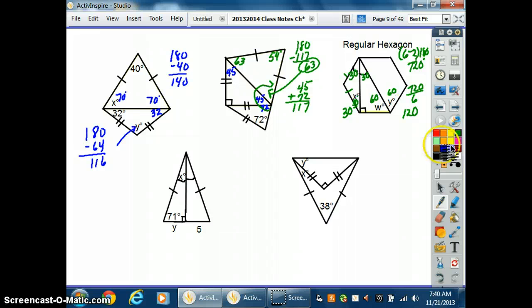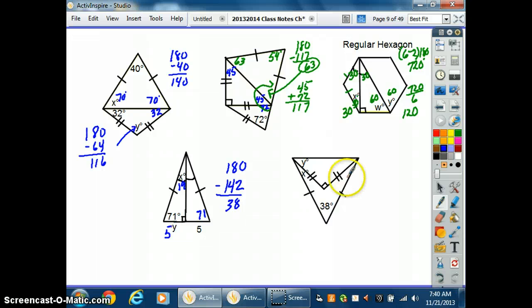Another isosceles triangle. If this is 71, we know this is 71. 71 and 71 is 142, and 142 from 180 gives me 38. So this large angle up here is 38, but I want half of it. It's bisected. Half of 38 is 19. So x is 19. Also, when we drop in an altitude, we know this bisects this base, so this y would be 5.